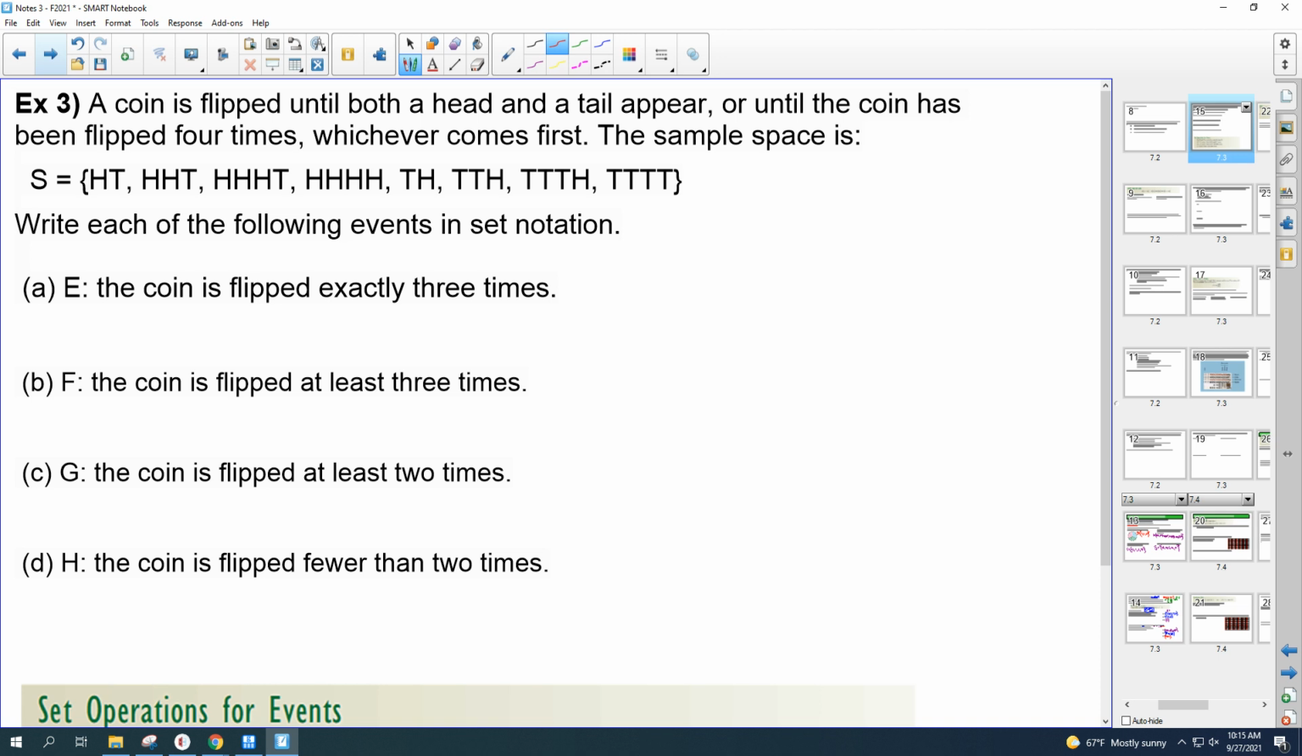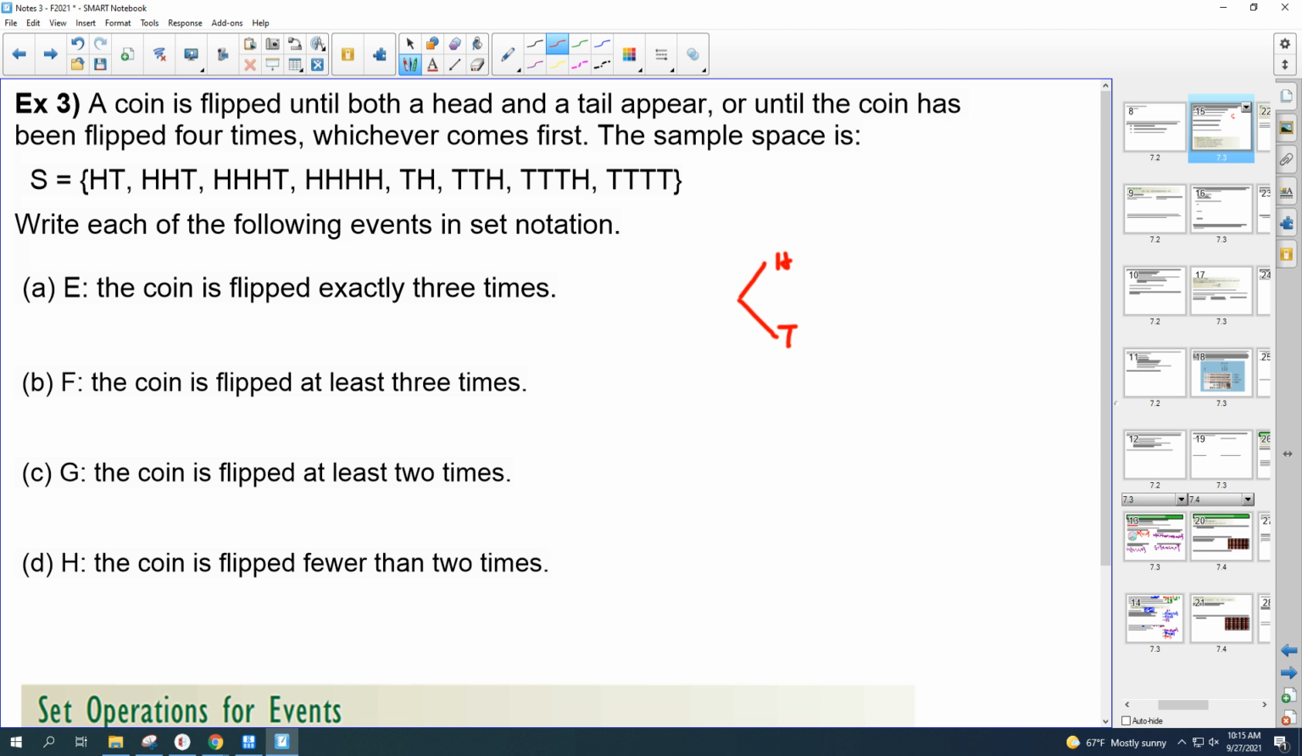Number 3, a coin is flipped until both a head and a tail appear, or until the coin has been flipped 4 times, whichever comes first. The sample space is this. So I think this is a tough problem. If I didn't give you the sample space, you'd have to figure it out using a tree diagram. And so think about what happens. A coin is flipped, so either it's heads or tails.